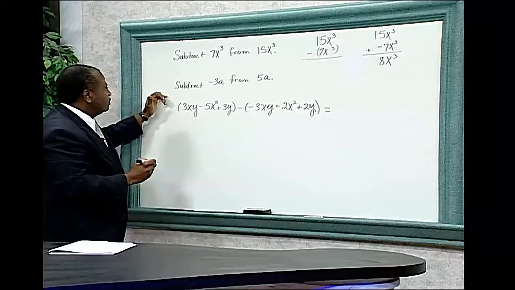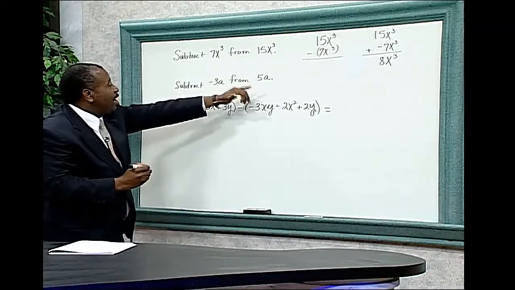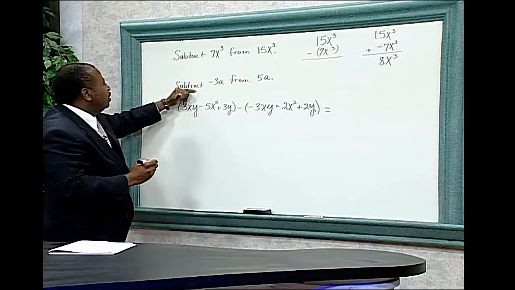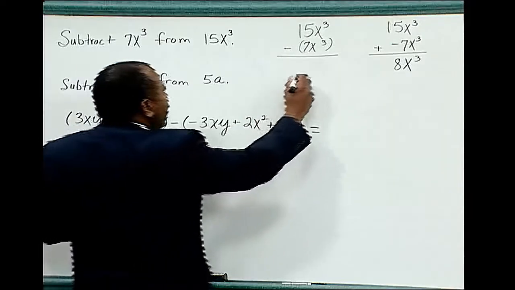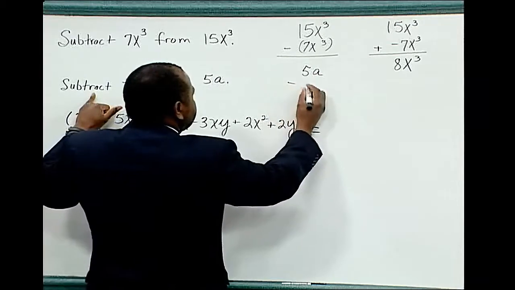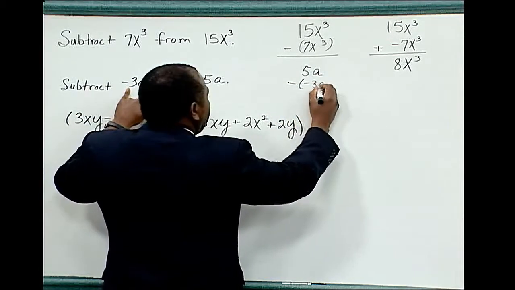Let's try another one. Example 2. Subtract a negative 3a from 5a. Again, we see the word subtract, so we have to put in a negative, which indicates we're going to subtract. 5a is placed on top, minus a negative 3a.